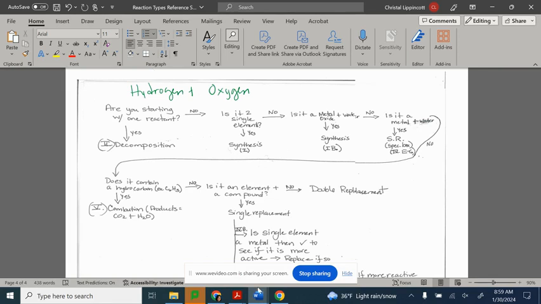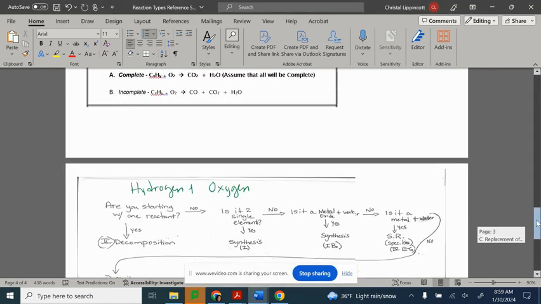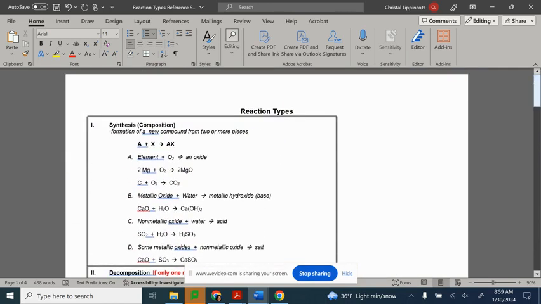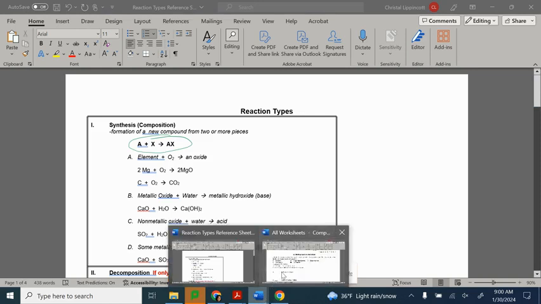So you can go over to your reaction types sheet here. Okay. And you're going to find synthesis reaction type 1, which is this right here. You just have your 2 elements. You're going to bring them together to make a single compound. Okay. So that's how you figure that one out.